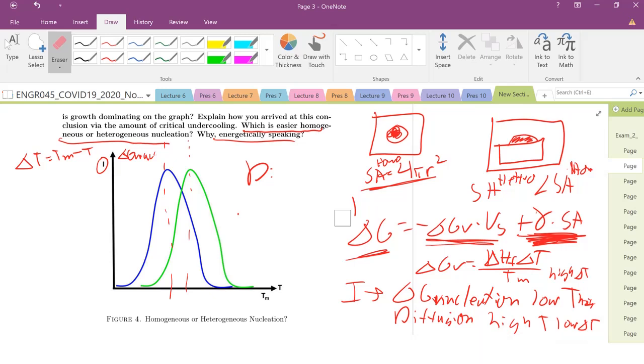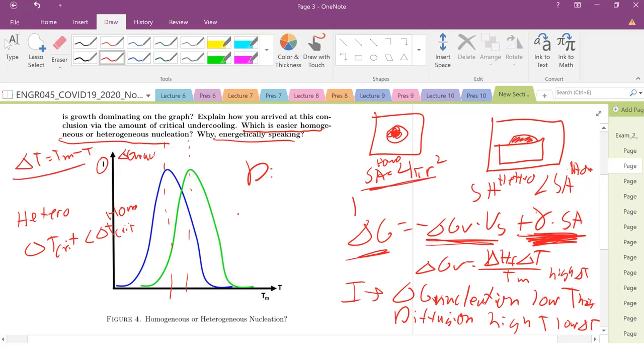Let's look at which curve is heterogeneous and which curve is homogeneous. For heterogeneous nucleation, we're going to be able to nucleate at lower delta T's. So for heterogeneous, we're going to start nucleation earlier. The amount of undercooling we need to start is going to be less, so delta T crit for hetero is less than delta T crit for homogeneous. Delta T crit is the difference Tm minus T where your curve just starts to nucleate particles. So this is Tm right here. This is my delta T crit of nucleation for the green curve. This whole thing is my delta T crit for the blue curve.